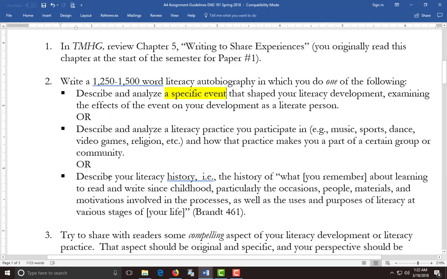That's similar to this one, describing your literacy history, the history of what you remember about learning to read and write since childhood, particularly the occasions, people, materials, and motivations involved in the processes. This is one that most everyone can write about, but it's a lot harder if you don't typically think about writing, and it might be difficult for some people to get interested in. Not to say that you can't learn a lot of interesting things about the different ways that you've spent your time writing. But anyway, this video will mostly focus on this option, which is to describe and analyze a literacy practice you participate in.